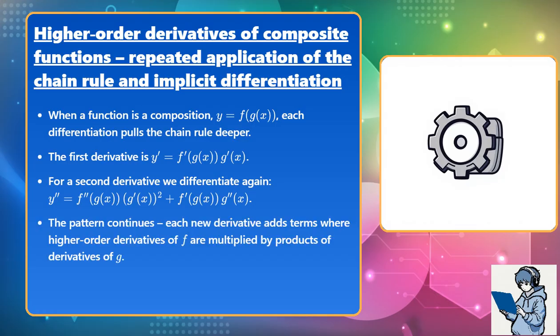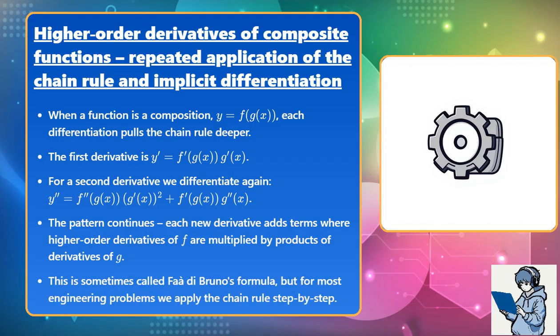The pattern continues. Each new derivative adds terms where higher-order derivatives of f are multiplied by products of derivatives of g. This is sometimes called Faà di Bruno's formula, but for most engineering problems we apply the chain rule step by step.